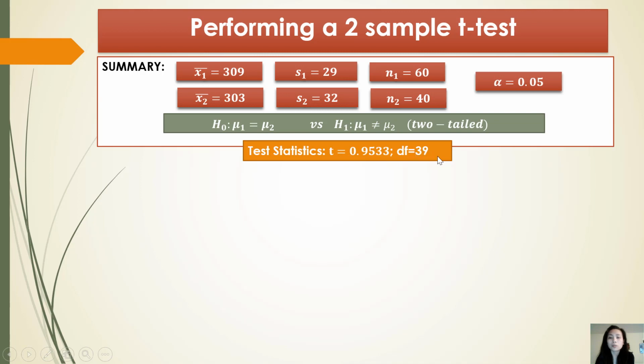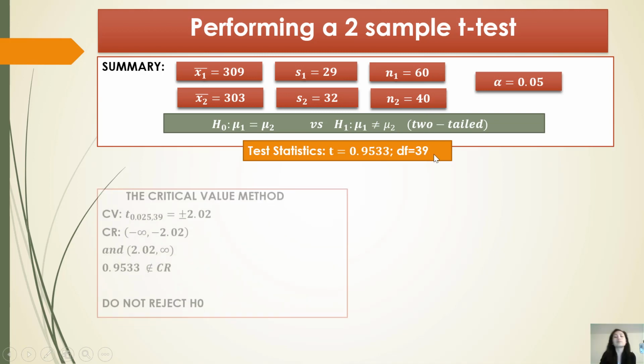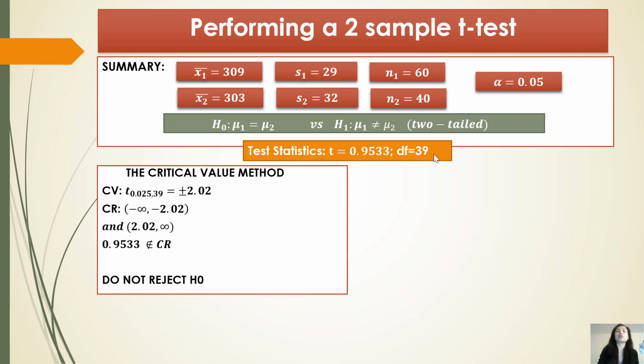And the degrees of freedom here is the minimum of n1 minus 1 and n2 minus 1. n1 minus 1 here is 59 and n2 minus 1 is 39. So the minimum is 39. And we can perform the test either by the critical value method or the p-value method.